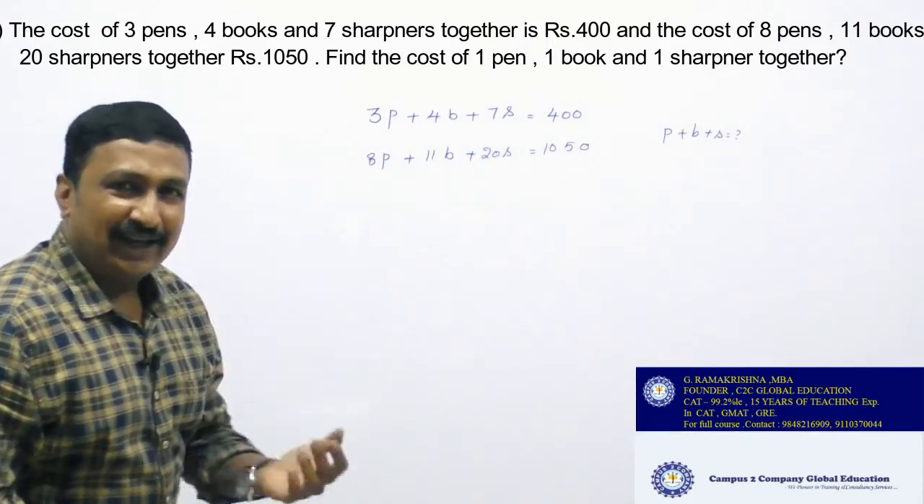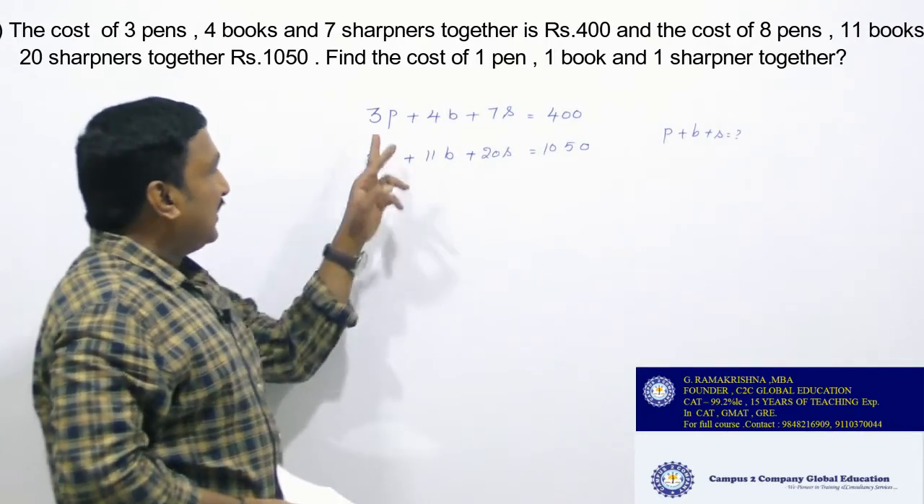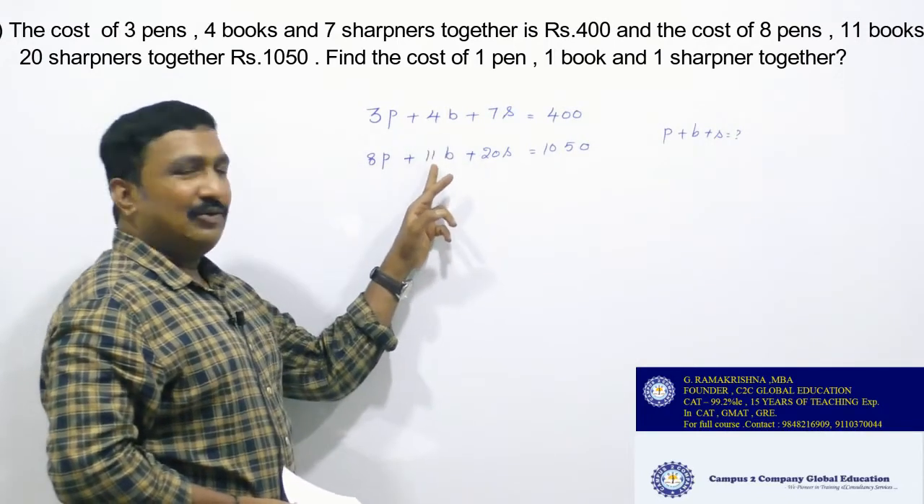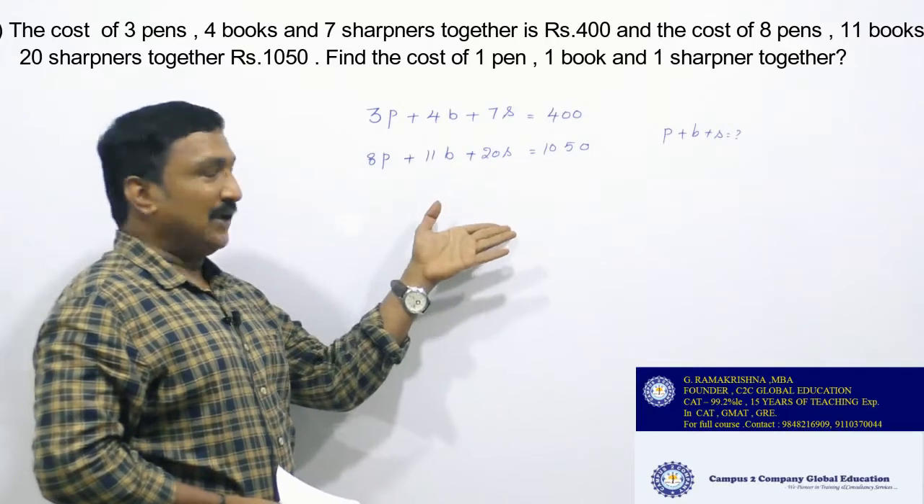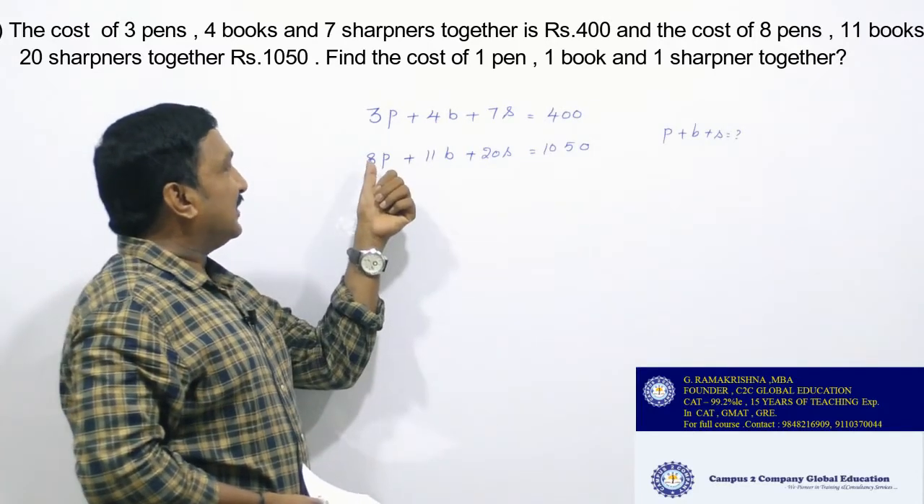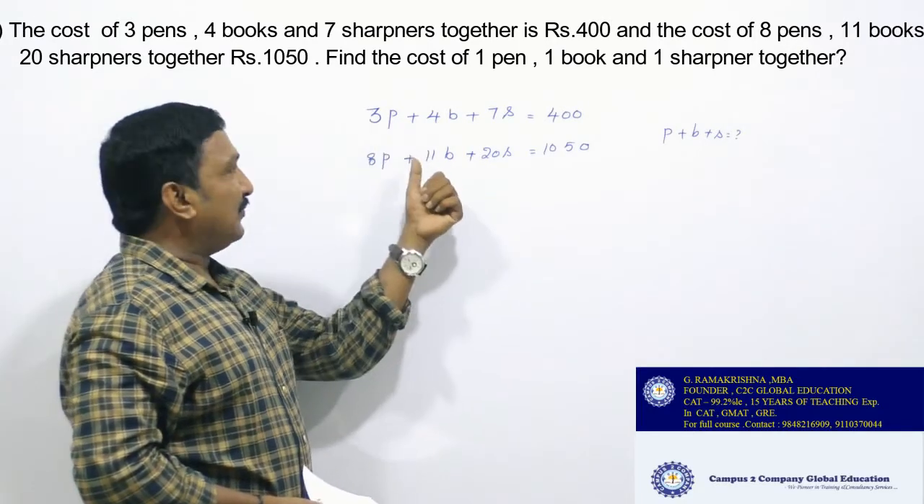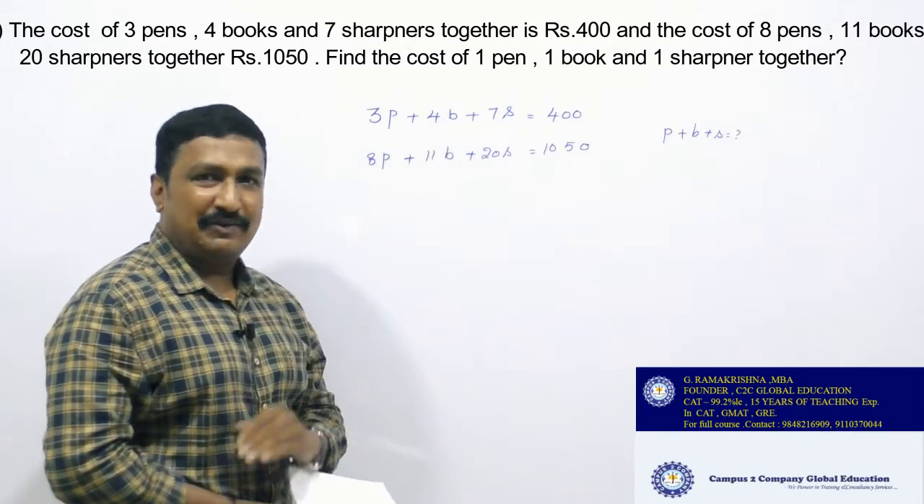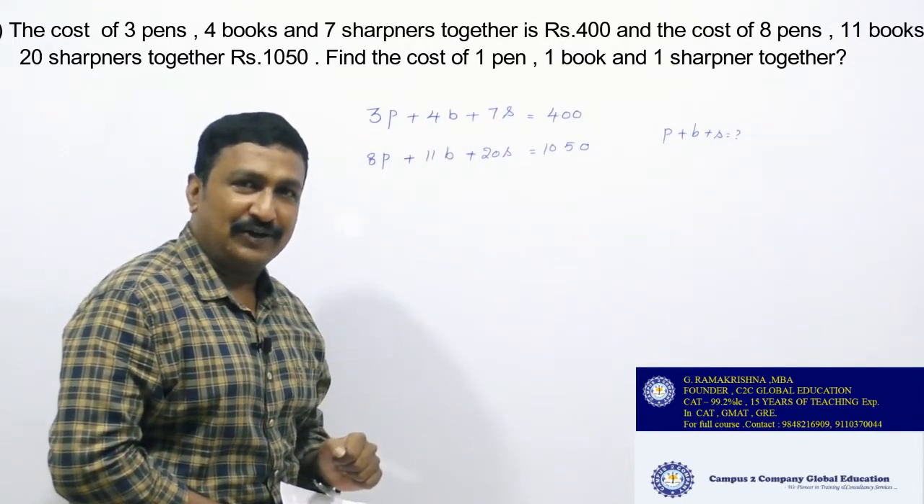Here also the same logic. 3 plus 8 is 11, 4 plus 11 is 15, so addition we cannot apply. Similarly subtraction: 8 minus 3 is 5, 11 minus 4 is 7. So with subtraction also the coefficients are not equal.